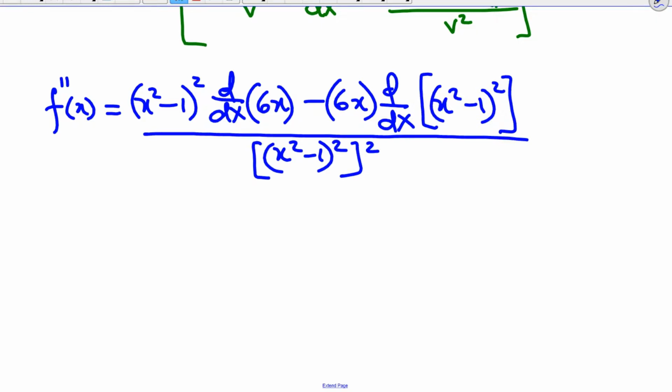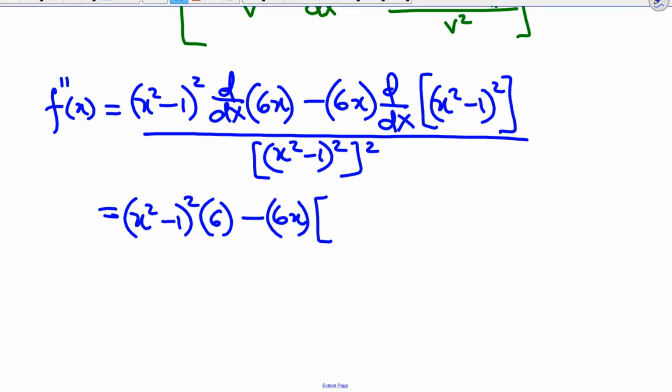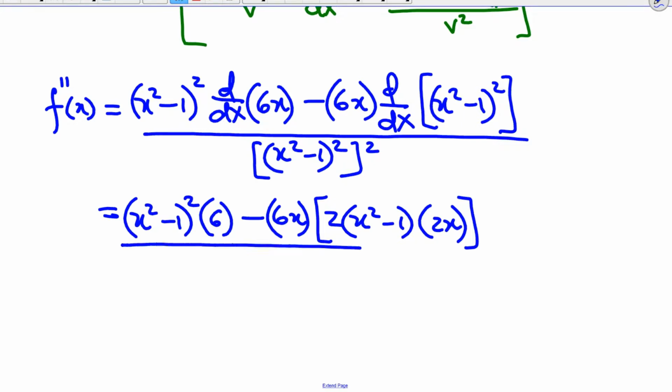Okay, so we need to simplify this, which means we shall end up with (x squared minus 1) squared multiplied by 6, minus 6x, into the chain rule, outside inside, so 2 into (x squared minus 1) multiplied by 2x, all this over (x squared minus 1) to the power 4.